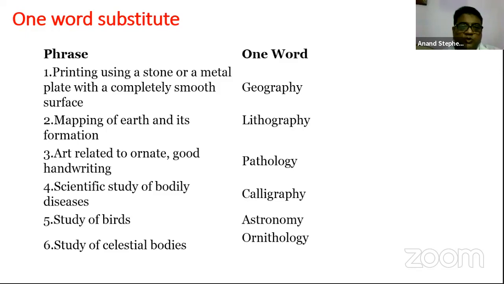Printing using a stone or a metal plate with a completely smooth surface. So this seems to be a difficult word, some new word for you. One correct method could be like this: go on doing. First of all, find out those words which you know. Like mapping of Earth and its formation, I know the answer of the first, but I'm just telling you the way we can do it. Let us, for a while, leave question number one. Mapping of Earth and its formation. Now it's very easy. Geography.